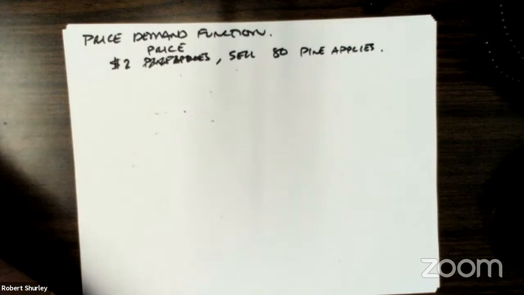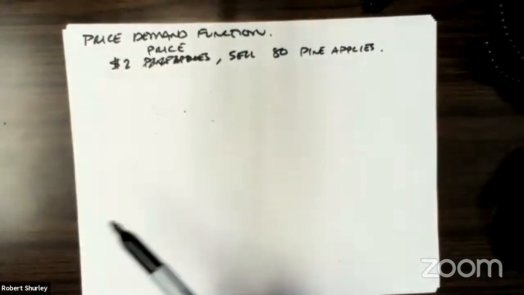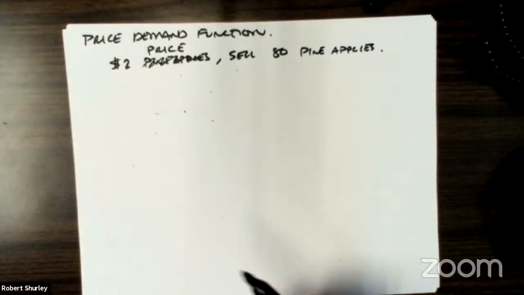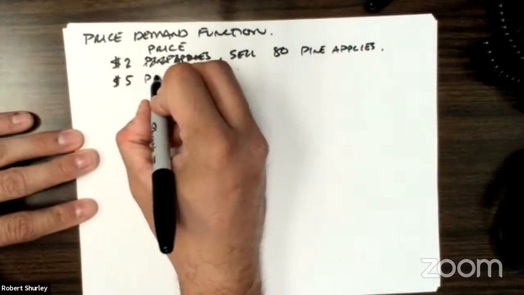A small store sells pineapples, for example, 80 pounds. What is the average? Well, yeah, the rate of change. Okay, they left out the other coordinate in that example. So it turns out another day they sell $5 pineapples as the price.